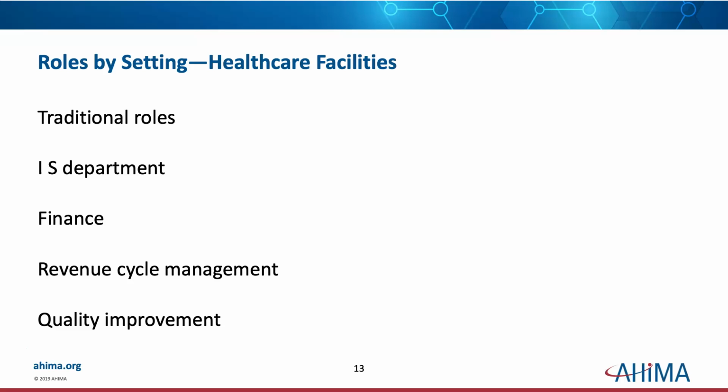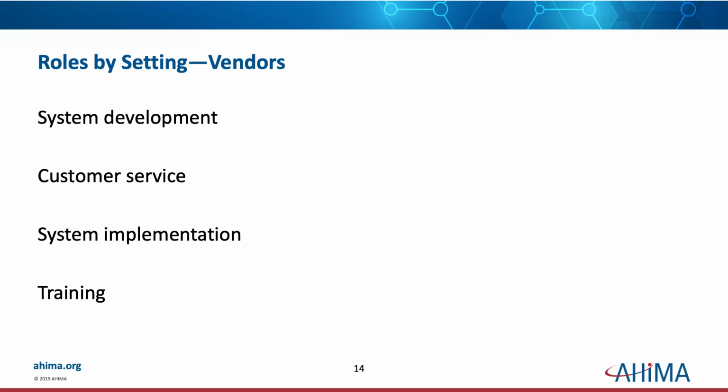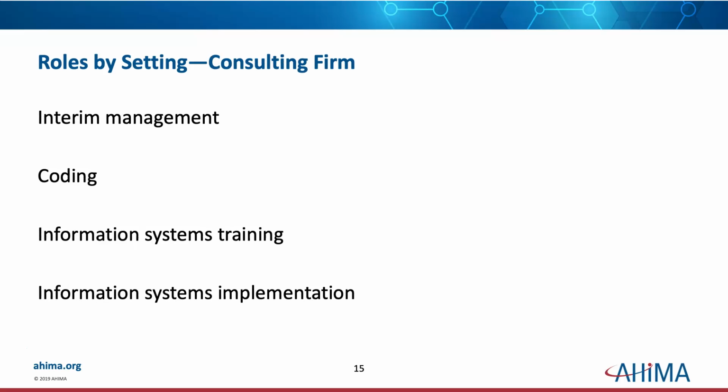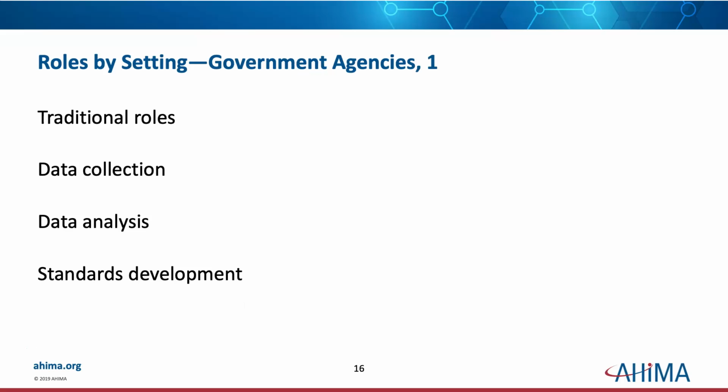So looking at roles by setting in healthcare facilities, there are lots of traditional HIM roles. There's also opportunities in the IS department, in finance, revenue cycle management, and quality improvement. If you're looking at vendors, they have system development, customer service, system implementation, and training. If you go into a consulting firm, they have opportunities for interim management, coding, information systems training, and information systems implementation. If you seek out employment with government agencies, they do have traditional HIM roles.